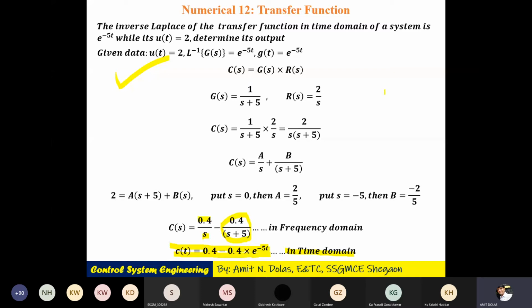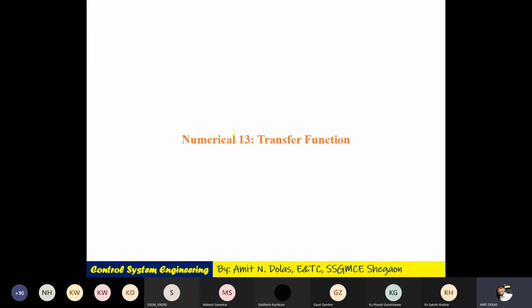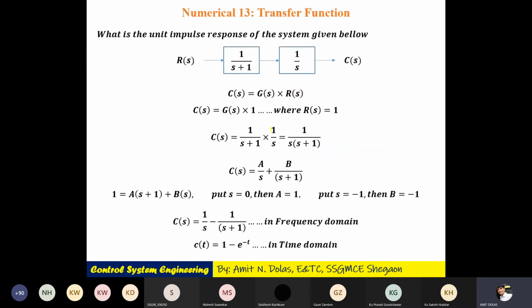While solving such kind of numerical, you have to just remember certain conversions and have a bit of presence of mind while solving this problem. Otherwise, it is very easy. Next is numerical number 13. We are covering different forms of the numerical.